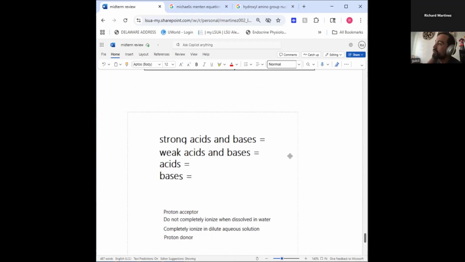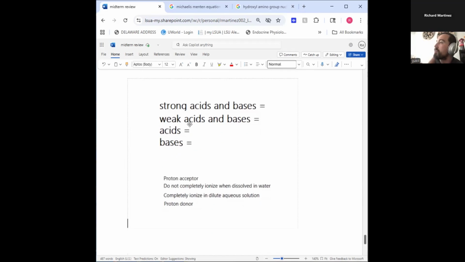Okay, so let's start with our acids. We'll go with the one in the middle. Remember, acids are proton donors. Let's annotate on this because we're going to get rid of it after. P D, proton donors. We can cross that out. Bases are proton acceptors. Good job.